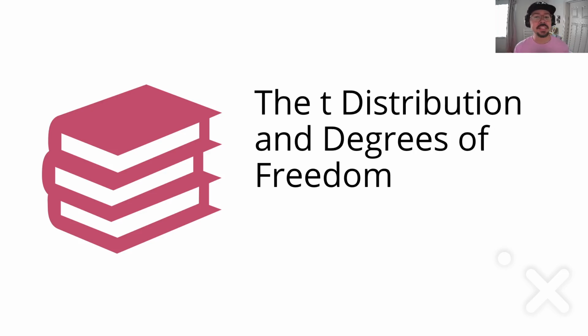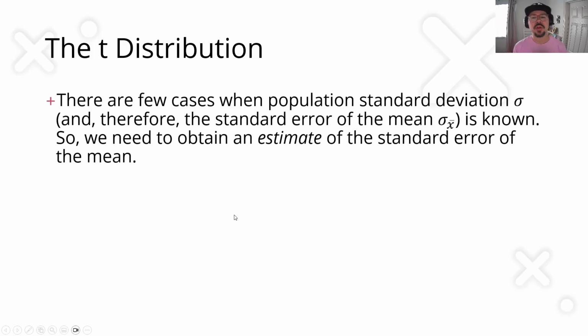All right, so the T distribution and degrees of freedom. There are few cases where population standard deviation is actually known, right? We've been talking about being able to calculate the standard error, and we do that by dividing the standard deviation of the population by the square root of our sample size. But again, population standard deviation is very unlikely to be known, and therefore it is very unlikely that we can truly calculate the standard error of the mean.